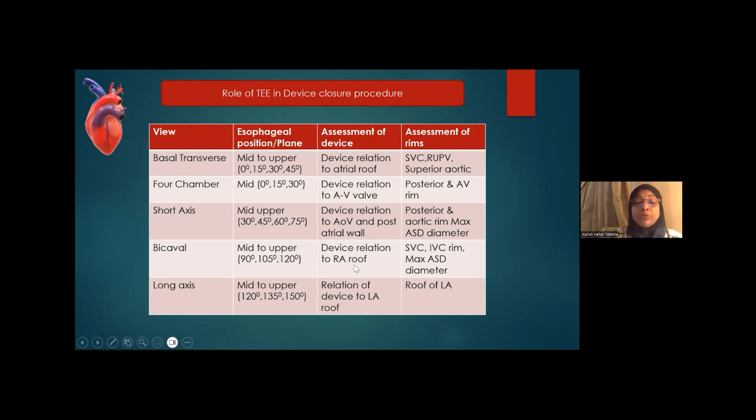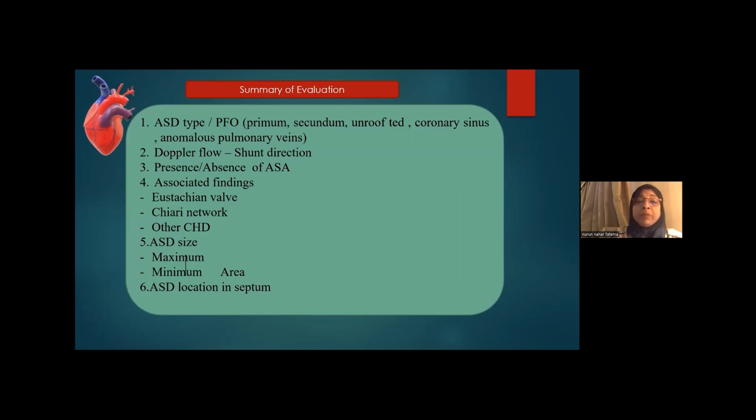Then we can go to the long axis view in the mid to upper esophageal position in 120, 135, and 150 degree rotation, and it will show the relationship of the device with the left atrial roof. So in this way, by basal transverse, 4-chamber, short axis, bicaval and long axis view, we will be able to analyze the position of the device with all the parts of the atrium along with the atrioventricular valve and the aortic valve. So what is the summary of the evaluation so far?